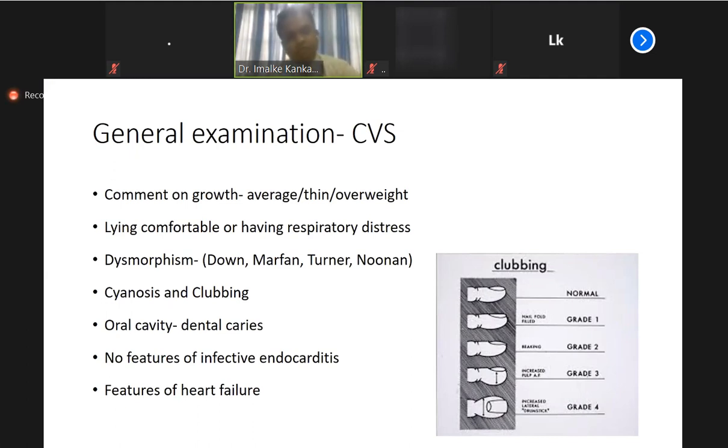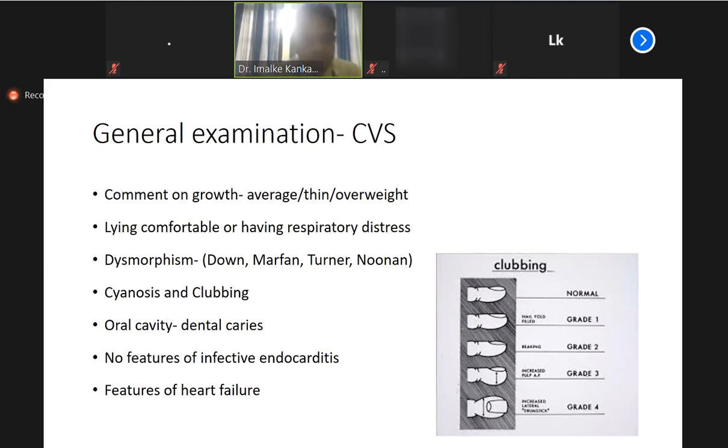So I will put very few things, but there may be lots of other things you might find in textbooks under the general examination of cardiovascular, which I am not bothered. So in any system examination, whether the child lies on the bed comfortably or not, better to start with the growth of the child: averagely built, thin built, or overweight. These are your impression, right?